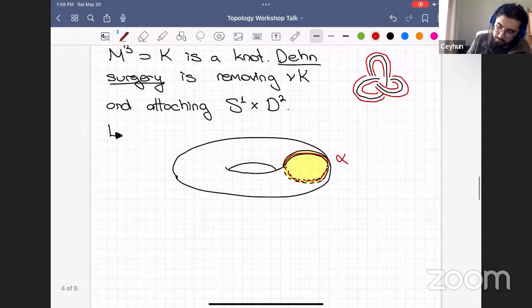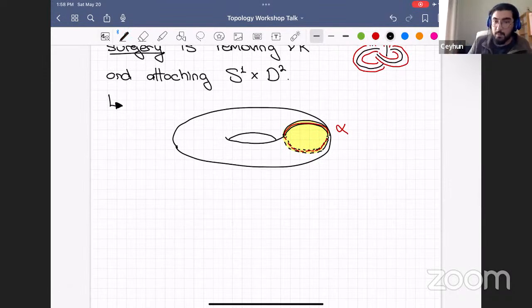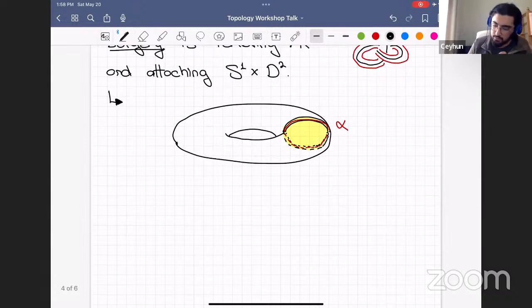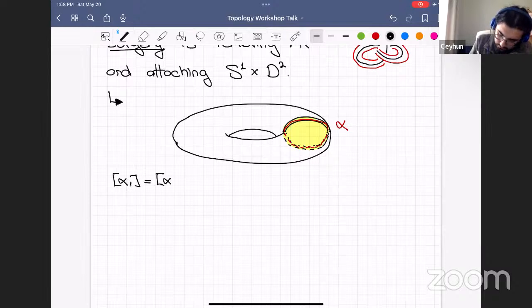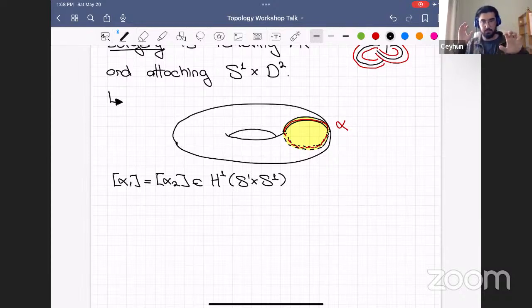Let's call this alpha, the part where we attach the two handle. So it is clear that if we have two alphas, alpha 1 and alpha 2, that are equal in the first homology group of S1 cross S1, then if they're homologous, we can perturb one into the other. So it is clear that the manifolds we get after the Dehn surgery are equal. So in some sense, we can just look at H1, the first homology group of S1 cross S1, which is Z squared.